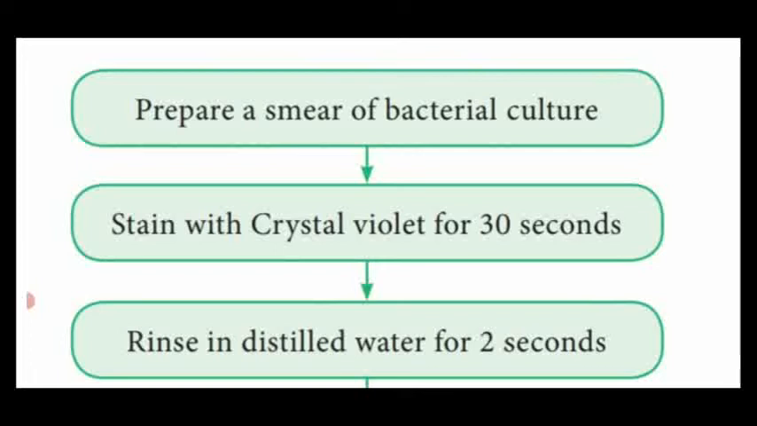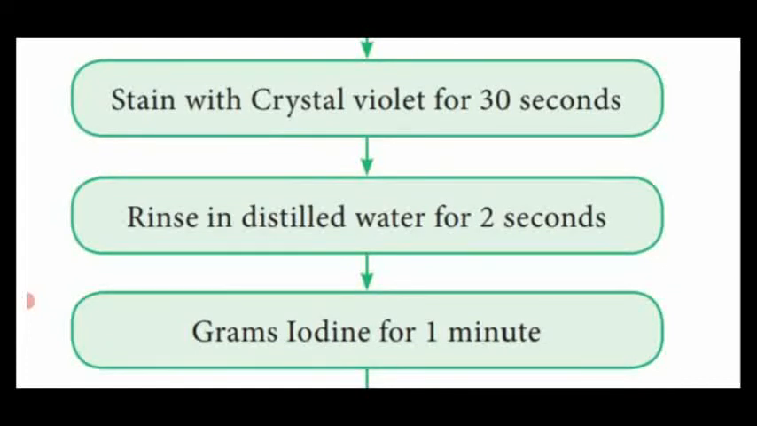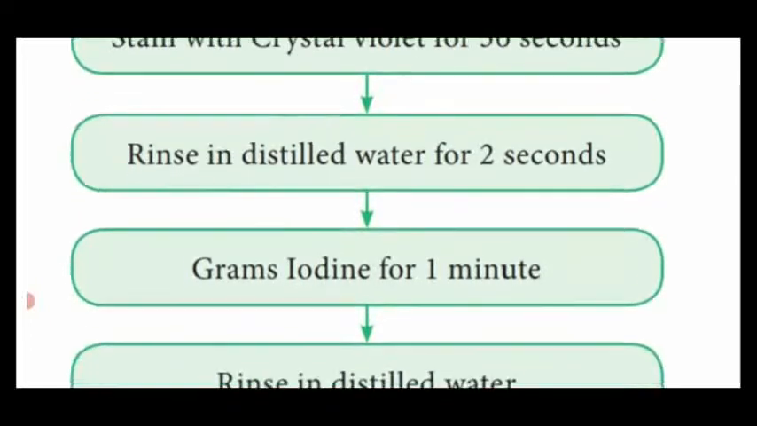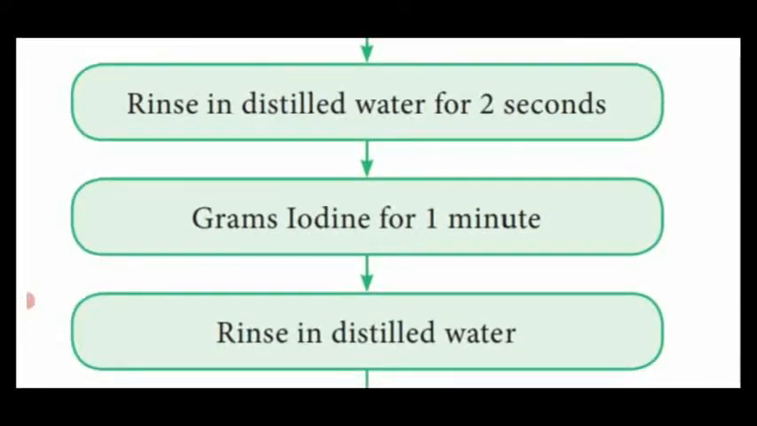Then after that, this bacterial culture is stained with crystal violet for how many seconds? 30 seconds. First, we have to prepare a smear of bacterial culture. Second step, we have to stain with crystal violet for 30 seconds. Then after that, we have to wash the bacterial culture with distilled water for 2 seconds.